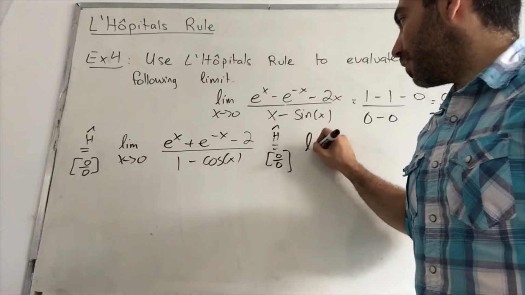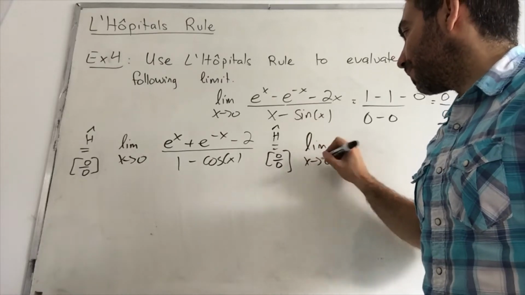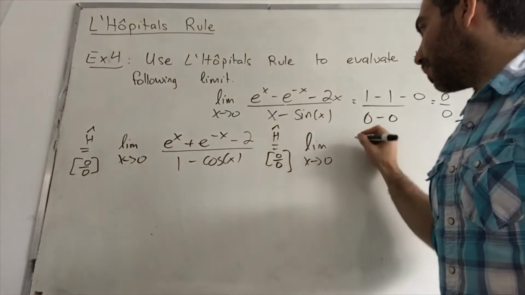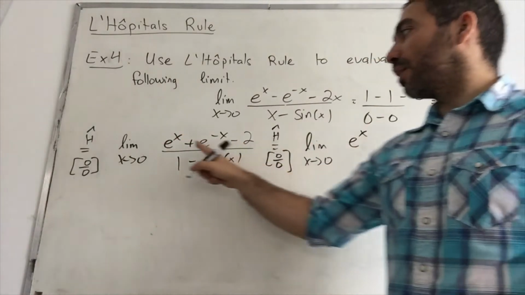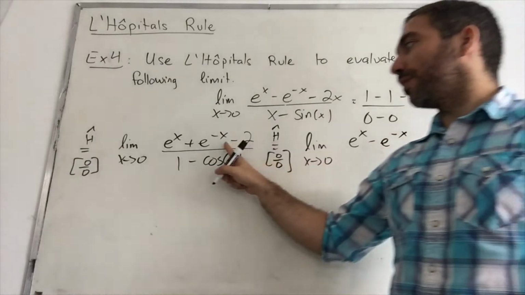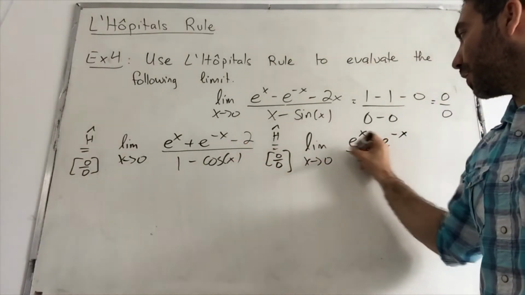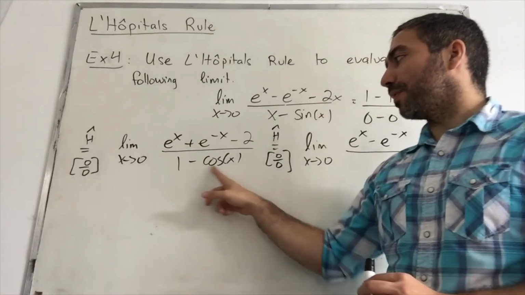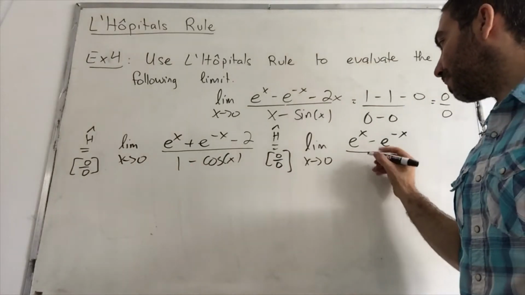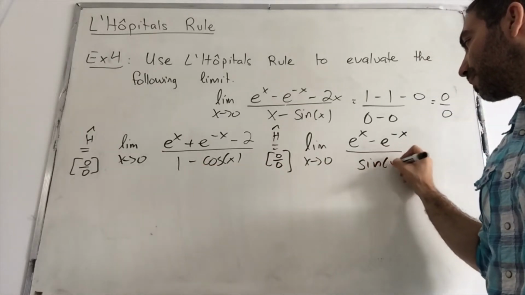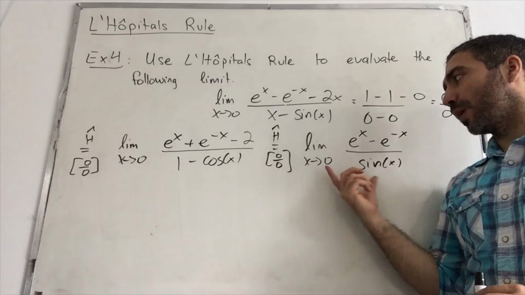So we write the limit in front as x goes to 0, and we take the derivative of the top and the bottom individually. The derivative of the top is e to the x. The derivative of e to the negative x is minus e to the negative x. And the derivative of negative 2 is 0, so I'm not going to write it. On the bottom, the derivative of 1 is 0. The derivative of cos of x is negative sine. Since there's a negative in front, it becomes positive sine of x. Okay, so we have this one here.